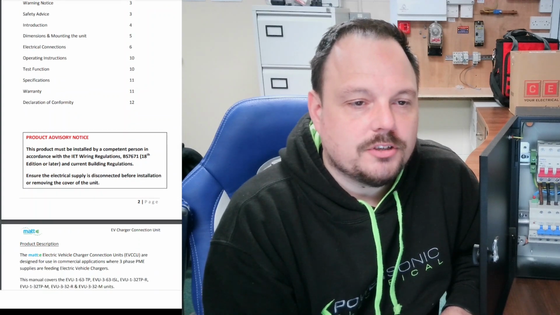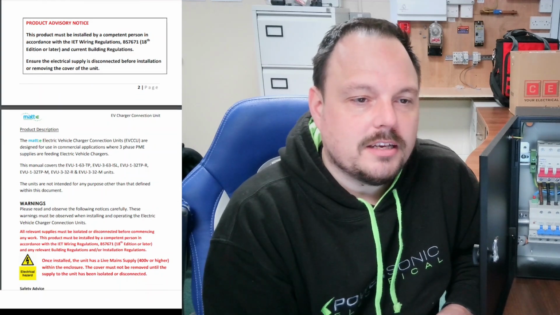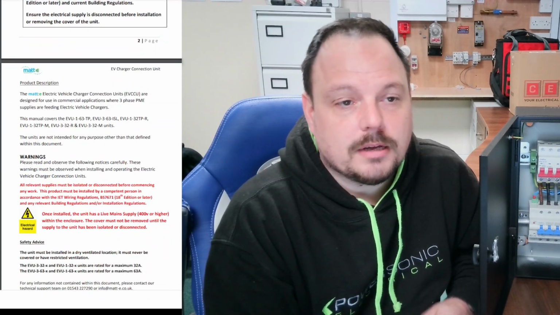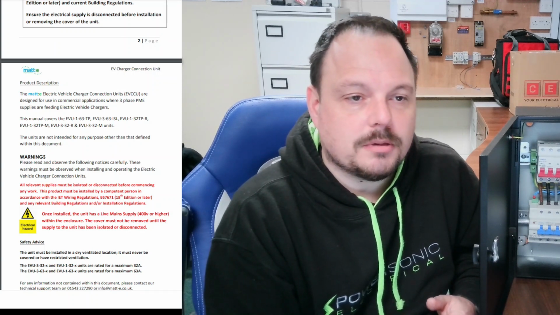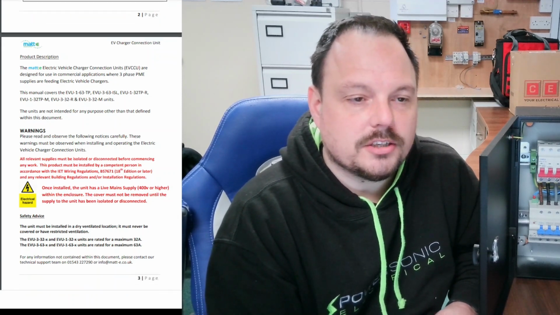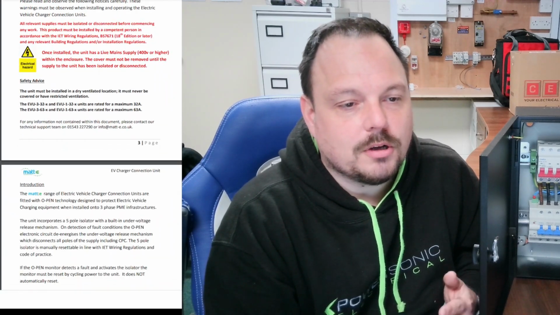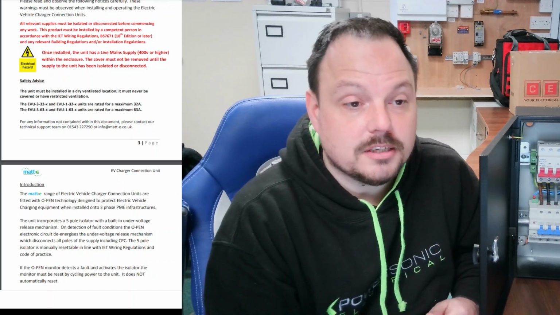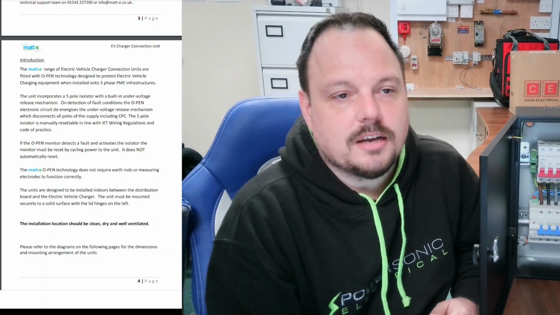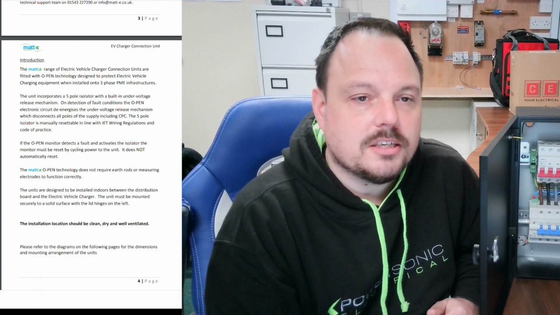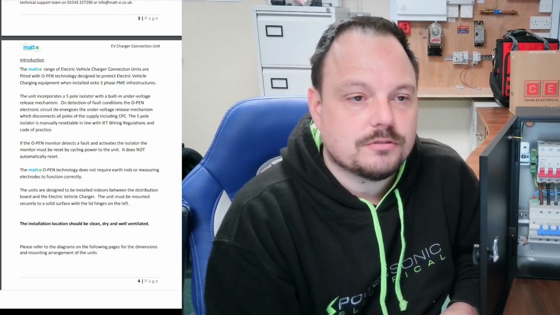Now you'll see here it gives you the product advisory notice that it must be installed to the wiring regs, and then you get all of the basics to do what it's designed to do. So it's for commercial applications, three-phase PME supplies, feeding electric vehicle chargers. It tells you to read all of these instructions carefully and explains the different models that this instruction manual is covering. So the Matt range of electric vehicle charge connection units are fitted with open technology designed to protect electric vehicle charging equipment when installed onto three-phase PME infrastructures.